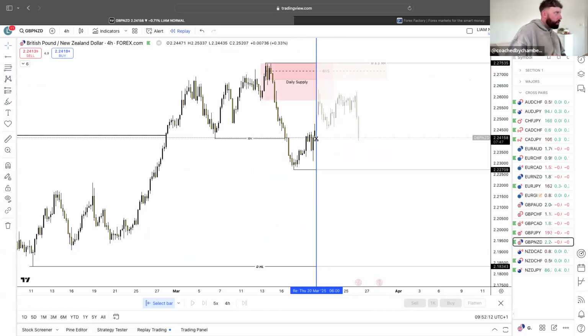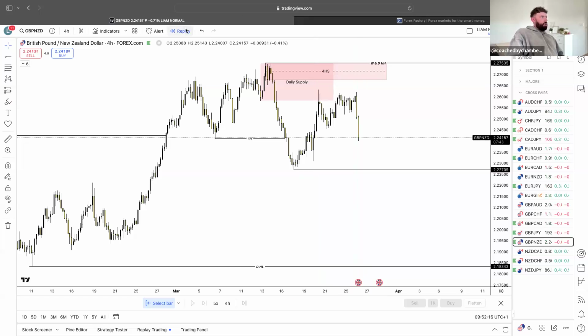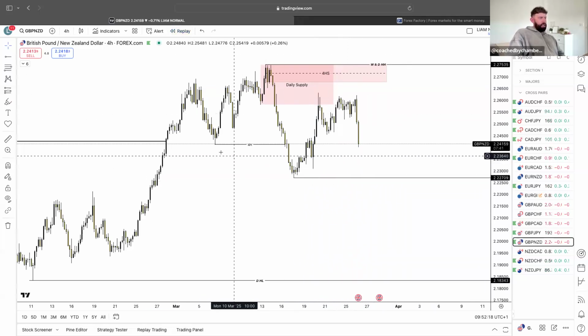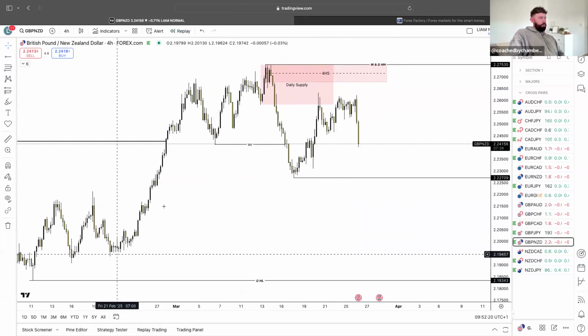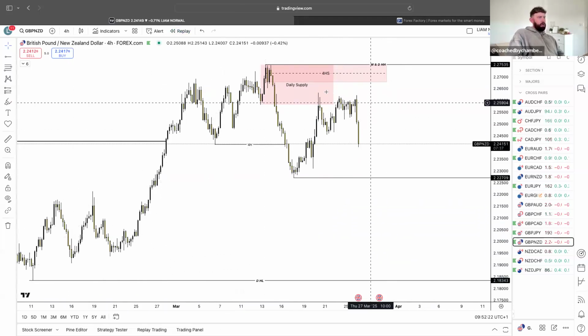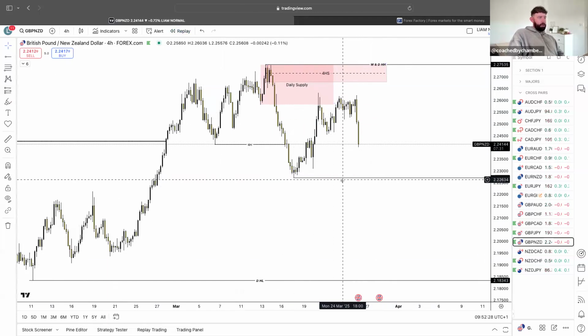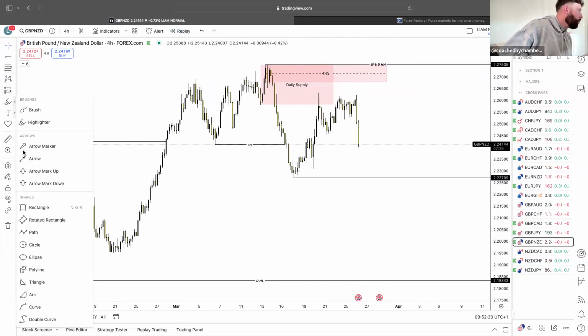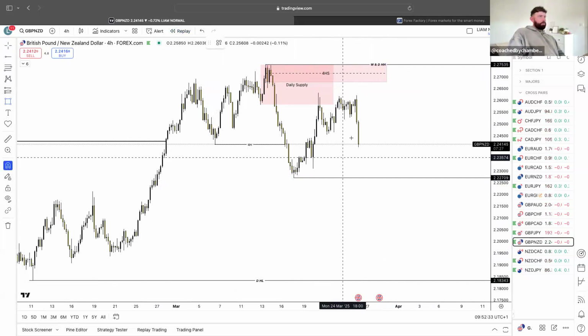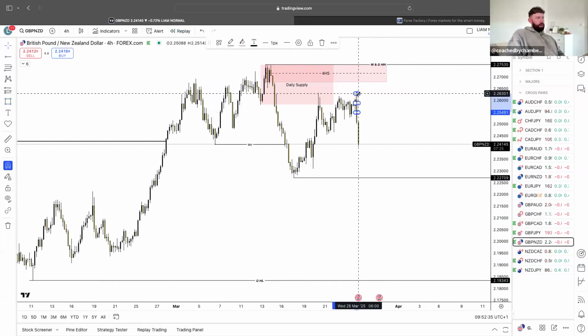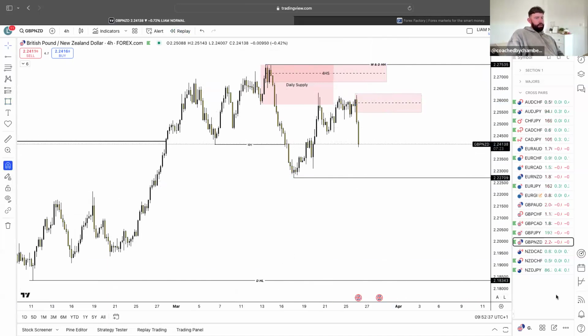Great British Pound, New Zealand dollar. Oh, I'm on replay. What's going on here? As you guys can see, we've had this 4-hour change of trend. We're probably going to fill in this imbalance below. We're reacting from this daily supply. I wanted to see this 4-hour supply met, but we didn't quite get that. So we have reacted from this supply. My next zone would be this supply zone here.